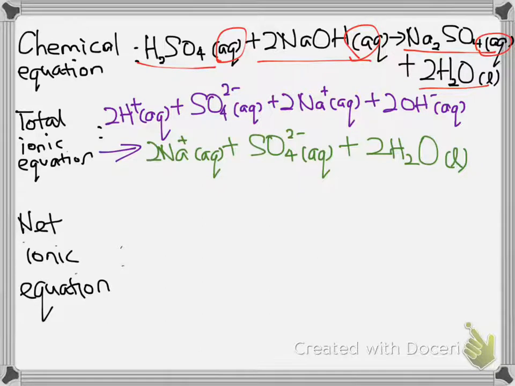Okay, so therefore here we have split up the sulfuric acid, we have split up the sodium hydroxide, we have also split up the sodium sulfate. Water is in the liquid state, therefore it remains as it is. Next, we try to find out which are the spectator ions.